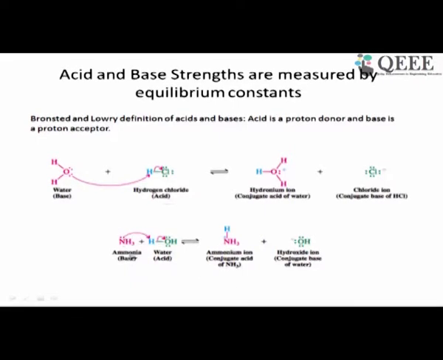Ammonia is a base, and according to the Lowry and Bronsted definition, a base is a proton acceptor. So if you put a base into water, it will accept protons. Ammonia is a gas at room temperature, but at low pressure it can exist as a liquid.